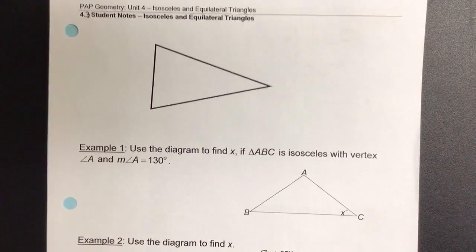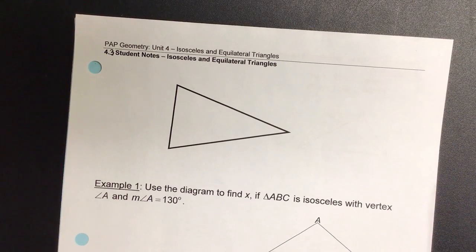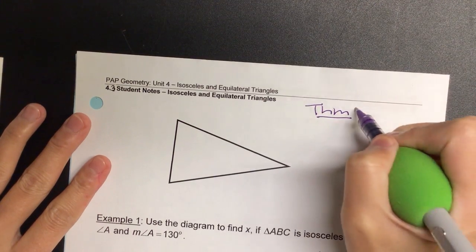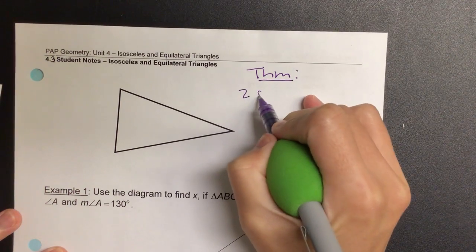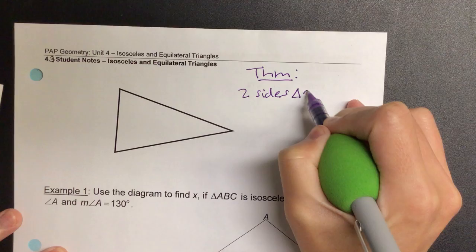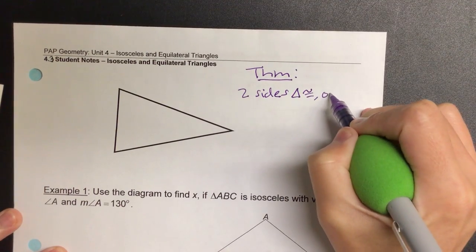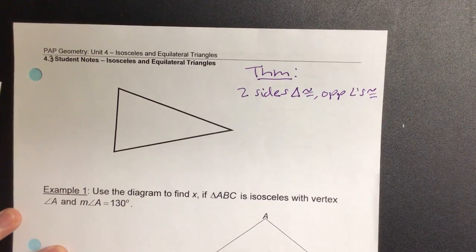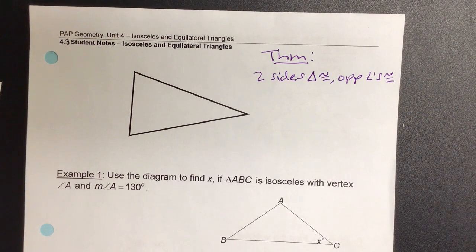Okay, today we're looking at isosceles and equilateral triangles. So I want you to write out the theorem. The theorem for isosceles triangles, and I'm going to abbreviate it, is: if two sides in a triangle are congruent, then we know the opposite angles are also congruent. It's quite a bit abbreviated. In a triangle, if two sides are congruent, then I know the opposite angles are congruent.